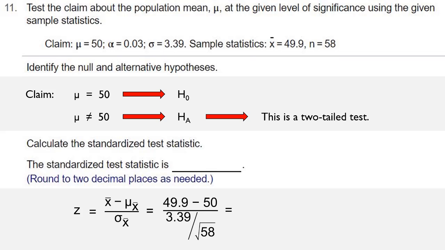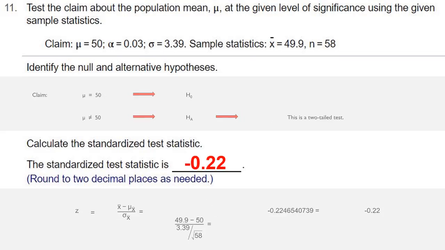When we calculate that with our calculator, we get negative 0.2246540739, rounded to 2 decimal places, is negative 0.22. So that's our standardized test statistic.